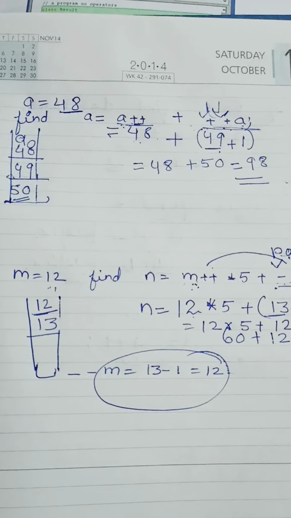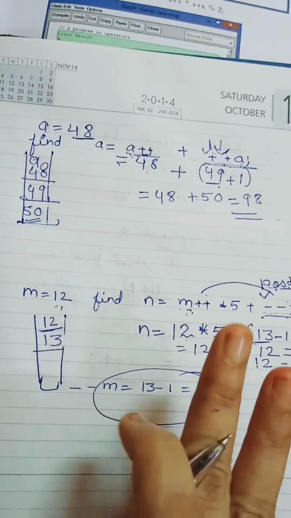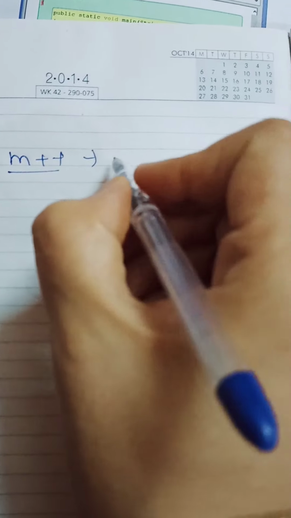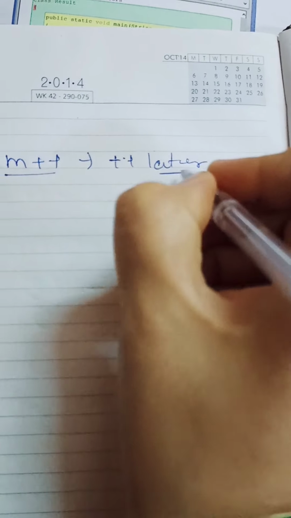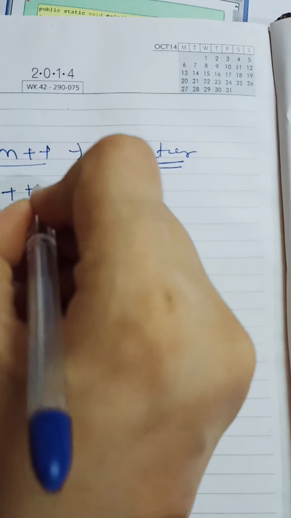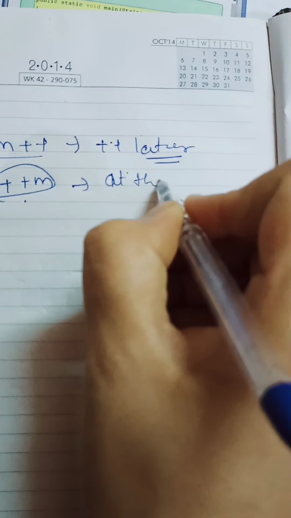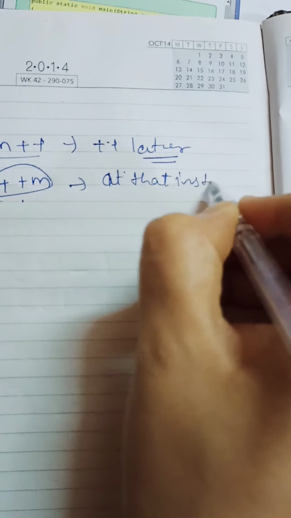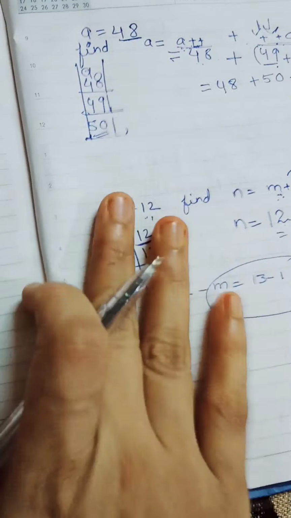Okay, so this was the whole concept for evaluation of prefix and postfix. Whenever you find an expression like this, the short trick is that you will increment it later. But when you find the operation like this, you will increment it at that time only, at that instance only. Okay, students, this was all about working with prefix and postfix.